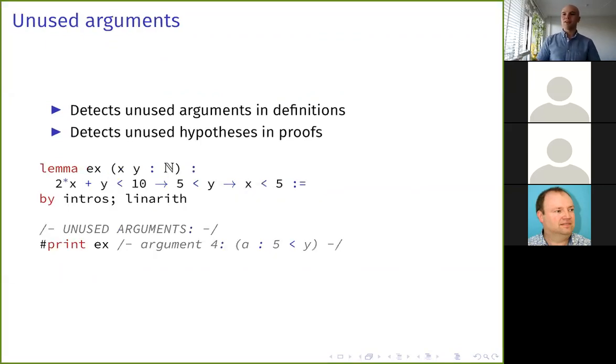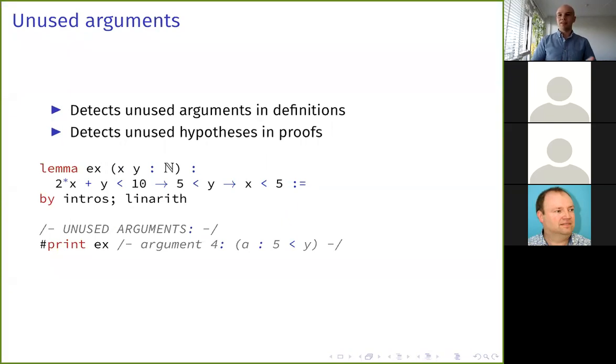So let me show you 2 example linters. We have got about 15 of them in total, so I'll just pick out 2 interesting ones that might also apply to other systems. So the first one is a very simple linter. It checks for unused arguments in a definition.